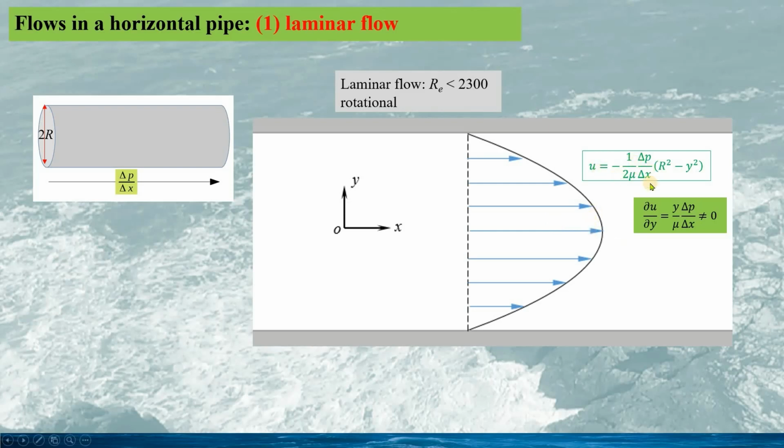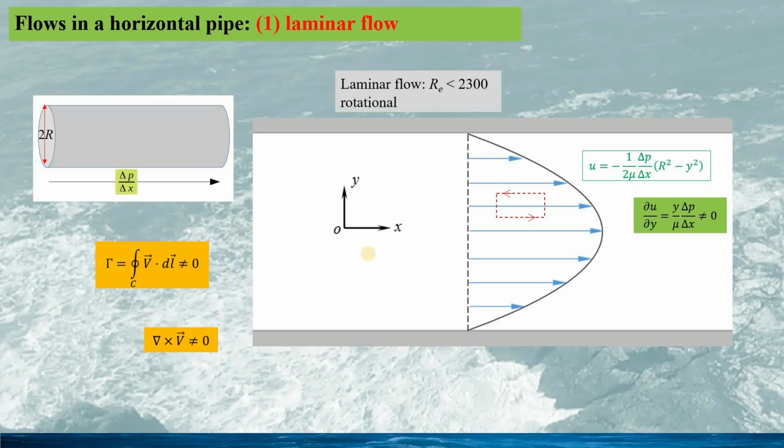And from the velocity distribution, we can calculate the only non-zero velocity gradient, u with regard to y, given by this. So in a similar way, we can check whether the circulation of a closed curve is 0 for the rectangle. Similarly to the previous example, the circulation would be non-zero. Therefore, the Hagen-Poiseuille flow is a rotational flow.